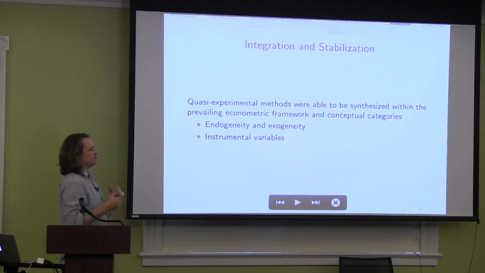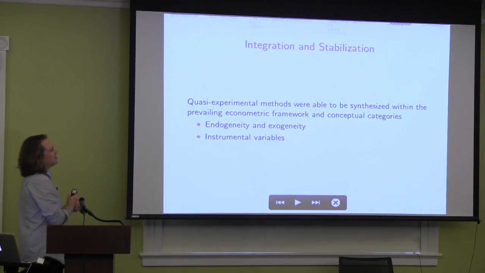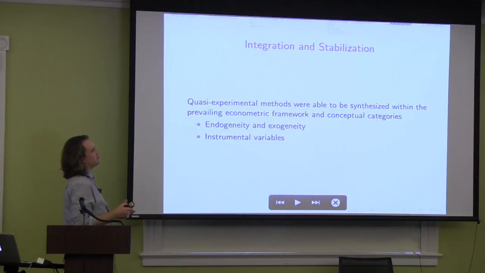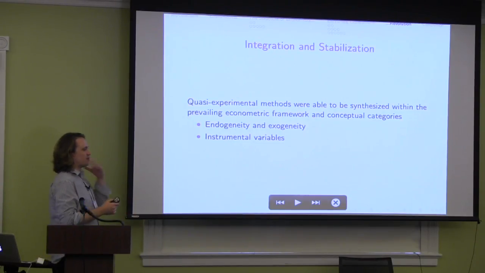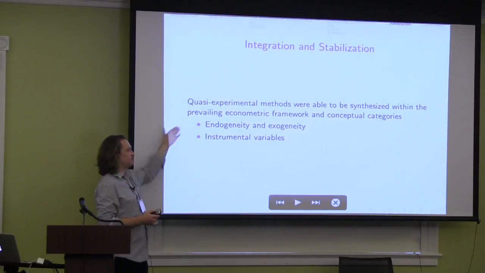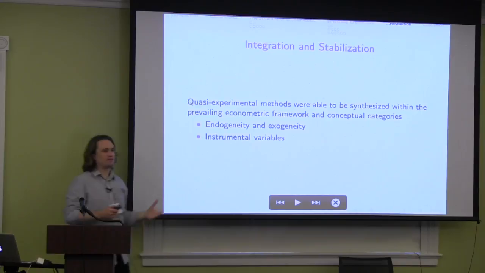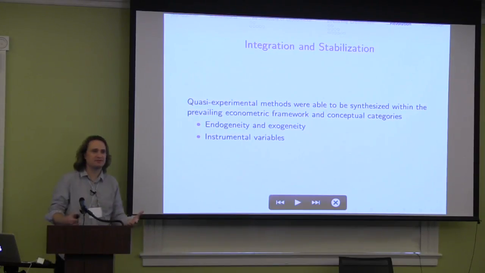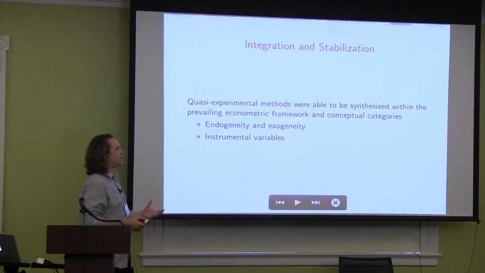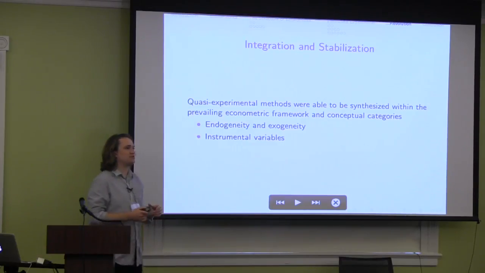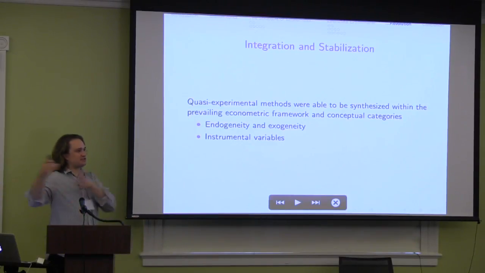At the same time, I think there's an explanation sort of internal to economics, and that is that the quasi-experimental methods are able to be synthesized within the prevailing econometric framework and its conceptual categories. So one example is endogeneity and exogeneity, but also instrumental variables. So regression discontinuity is a kind of instrumental variable. We already have categories to deal with those. So in some sense, it's not an external revolution, but one internal to econometrics already.